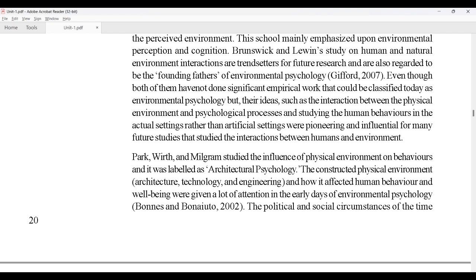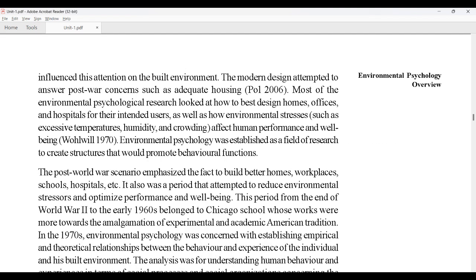The political and social circumstances of the time influenced this attention on the built environment. The modern design attempted to answer post-war concerns such as adequate housing. Most of the environmental psychological research looked at how to best design homes, offices, and hospitals for their intended users, as well as how environmental stresses such as excessive temperatures, humidity, and crowding affect human performance and well-being.